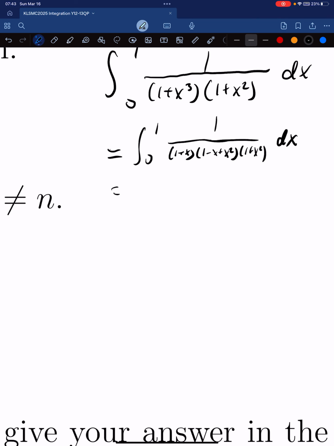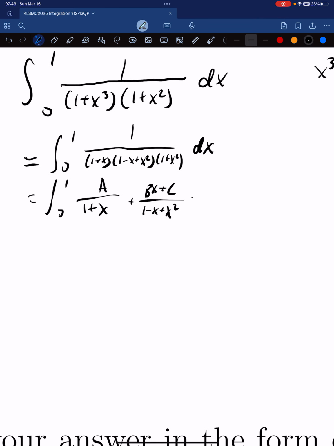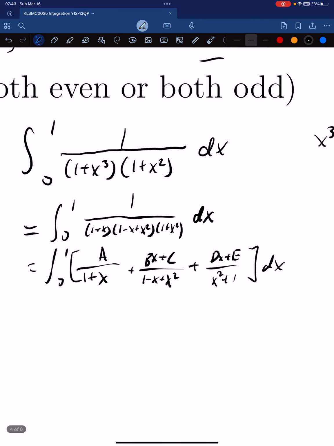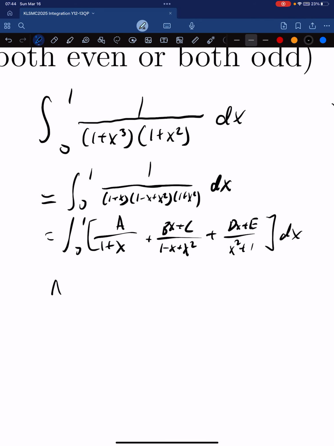So let's try to express this in this form: a over 1 plus x, plus bx plus c over 1 minus x plus x squared, plus dx plus e over x squared plus 1. So this whole thing. Yes. So we know the denominator is the same unless we do our partial fractions, so I'll just list it down.